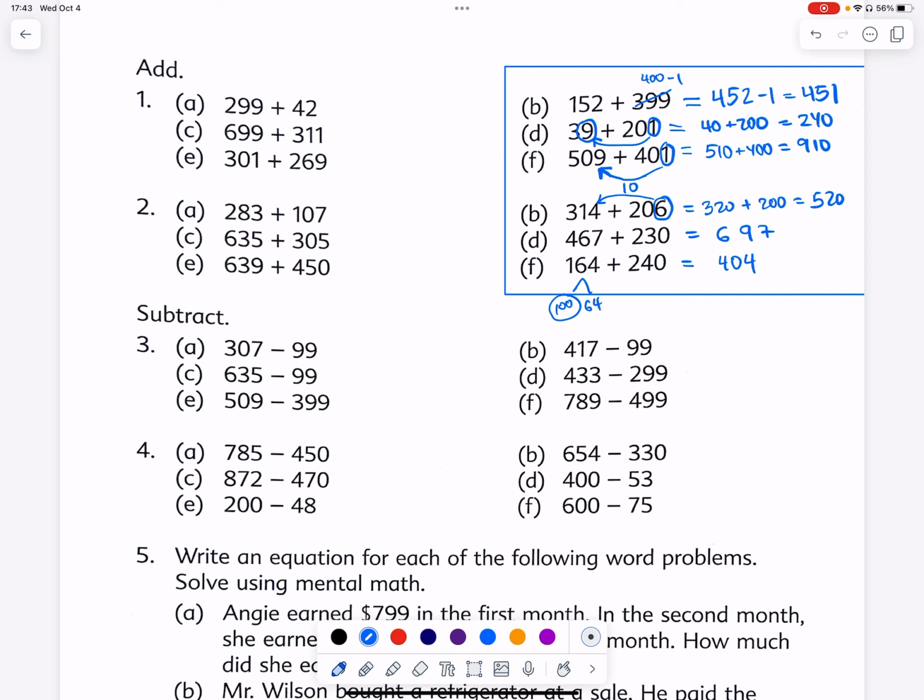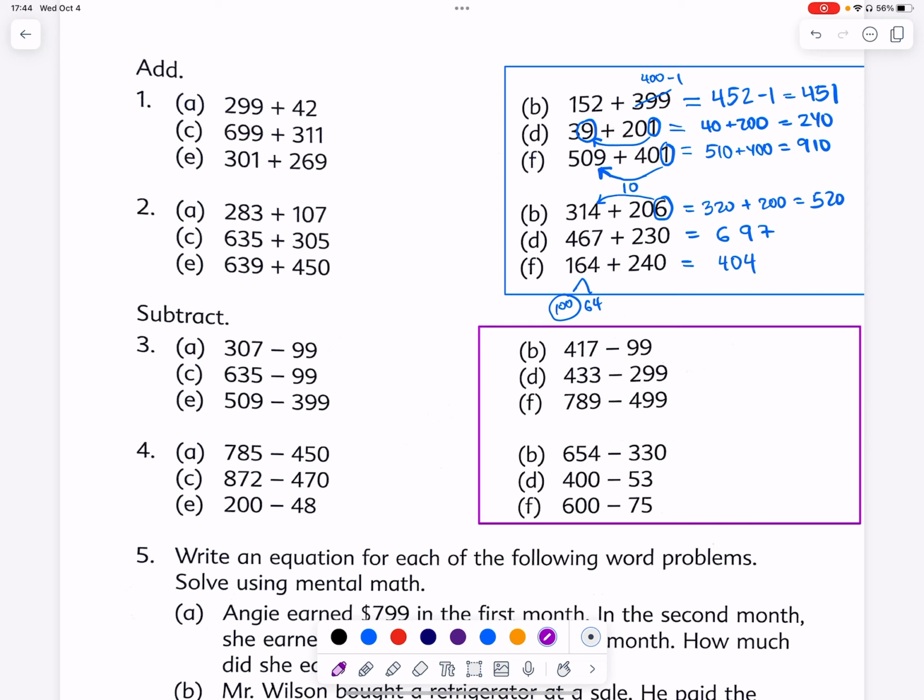Now I'm going to pick up a different color pencil and I'm going to draw another box because, in the same fashion, we're going to practice subtraction. Notice, my friends, examples 3 and 4, we need to subtract. So let's jump to it.